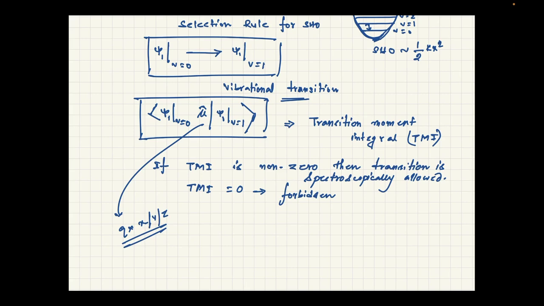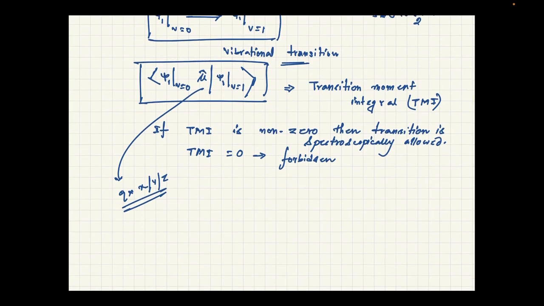So psi 1 at v equal to 0 can be represented by some irreducible representation corresponding to that particular point group, let's say gamma 1. This mu can also be represented by some irreducible representation, let's say gamma 2. Now psi 1 also can be represented by an irreducible representation, the same as gamma 1. Quantum mechanically this integration, the bra-ket product, will be converted in group theory into a direct product.